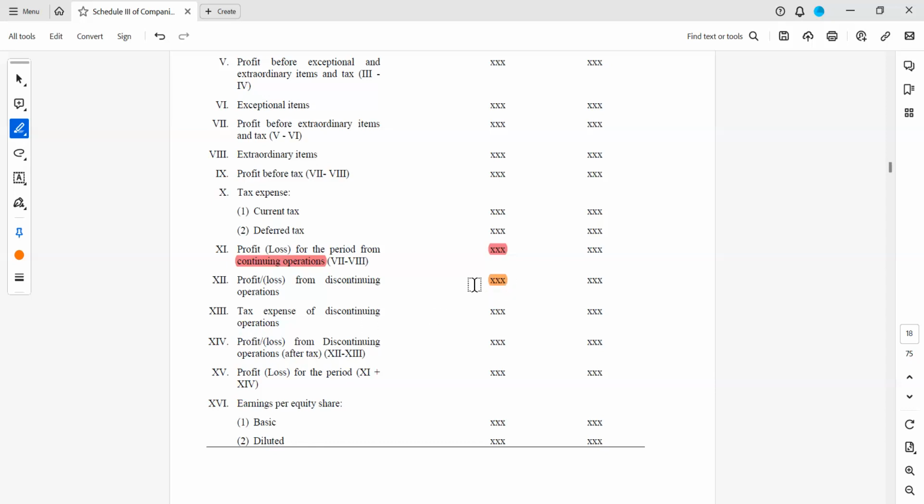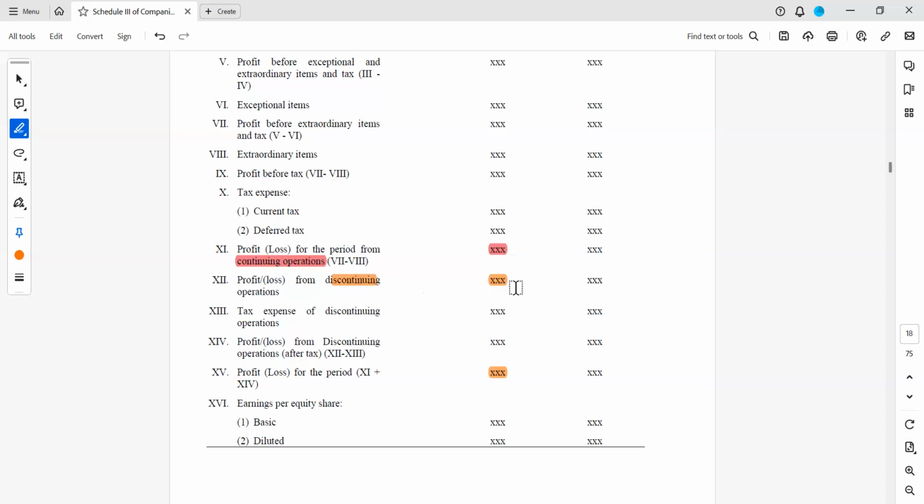So tax expense on discontinuing operations, profit or loss from discontinuing operations after tax, then here profit or loss for the period. This is actually the total profit of the entity as of today, including discontinuing operations, because you are adding both the profits. Because you have not yet sold it, you are going to sell it. If you have already sold it, then there is no question of the word discontinuing. It is already discontinued. Okay, you understand this.